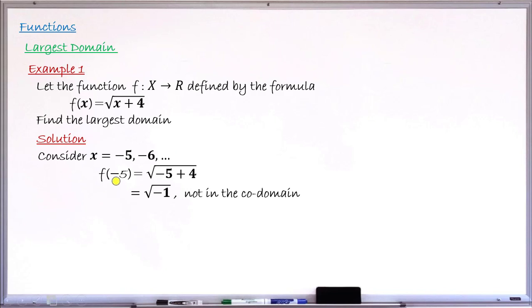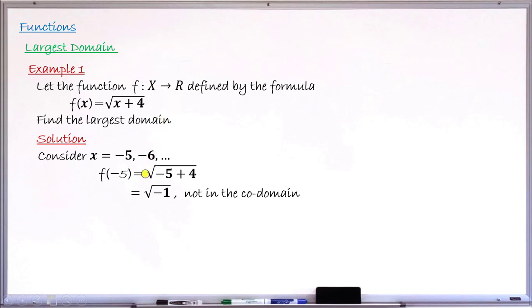So to that, this minus 5 will not have an image in the codomain, which is a set of real numbers, because this square root of minus 1 is not a real number. It's a complex number. So which means this would now be one of those numbers that will now be removed to get your largest domain.